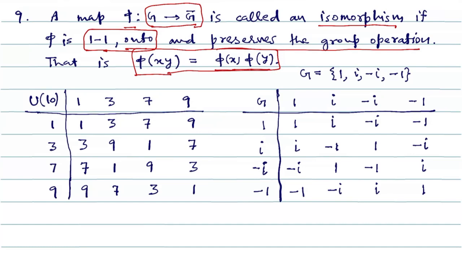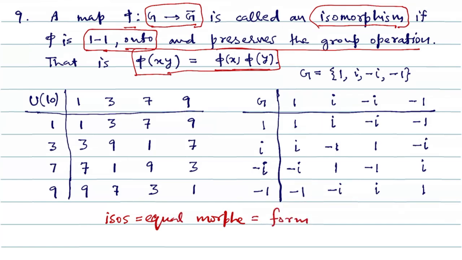The word isomorphism is actually a combination of two Greek words, isos and morph. Isos means equal and morph means form. So these two groups G and G bar are of the same form. We can understand this by an example.